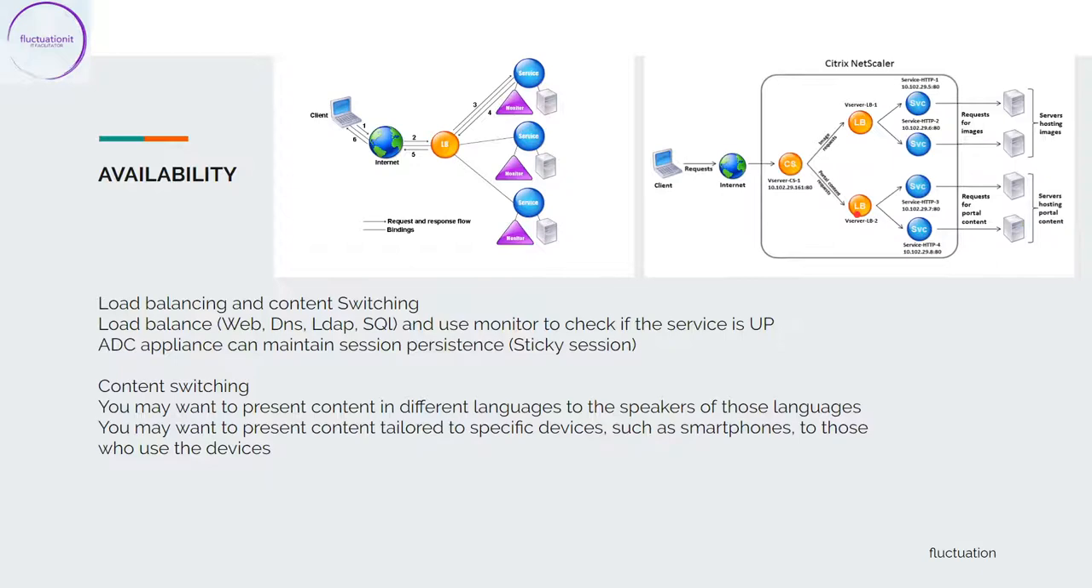Content switching is really a way to present content in different languages to the speakers of those languages. You may want to present content tailored, for example, to a specific device such as a smartphone. This is a very nice way, the content switching. This is quite amazing.